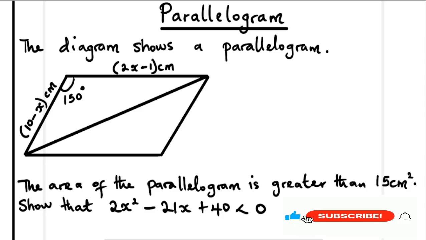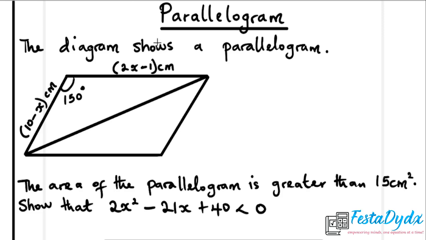In today's video, we're going to be looking at a question on parallelogram. So we have the diagram shows a parallelogram. Now in this diagram, we have the two sides given and an angle. So the question says the area of the parallelogram is greater than 15 centimeters square. Show that 2x squared minus 21x plus 40 is less than 0. So the task given in this question is to show that 2x squared minus 21x plus 40 is less than 0.